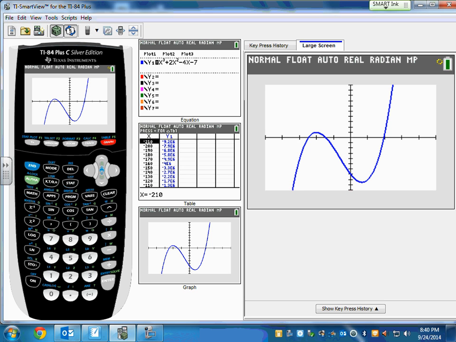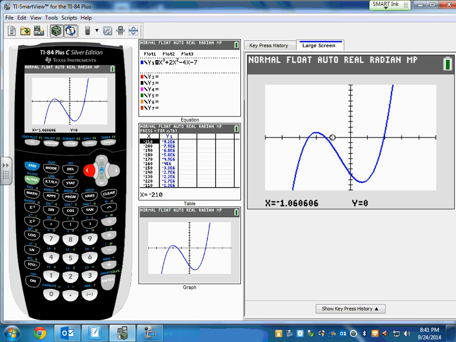Same graph, I've just zoomed in to -5 to 5. This one does say approximate, which means we could get pretty close here. Just using these arrows here, I could scroll over and I could get pretty close and guess what the zero is. But I want you to actually find the zero by calculating it.